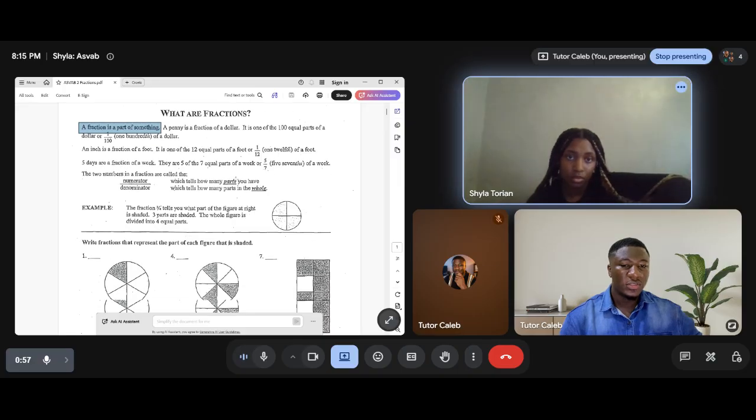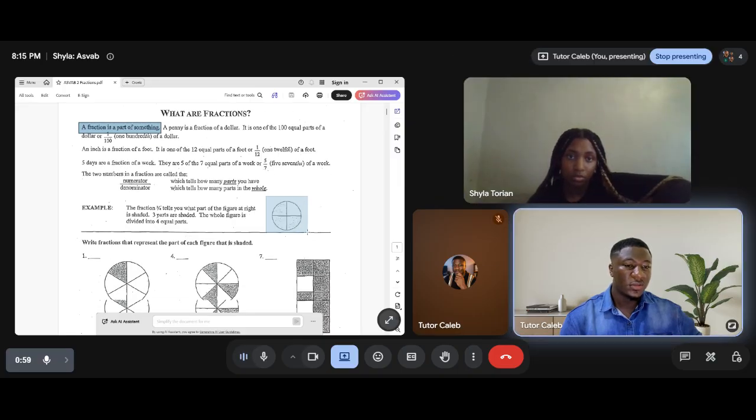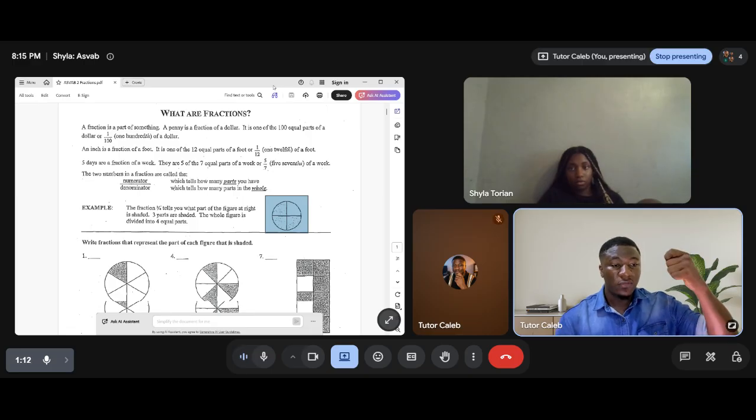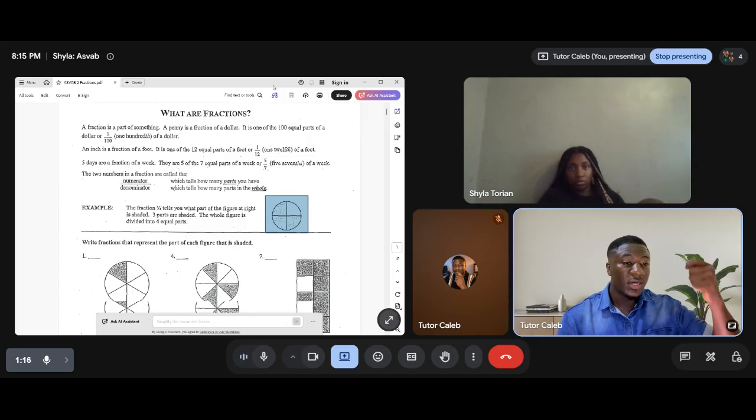For example, you can see the circle here. This circle is a whole, but has been divided into four parts. Think about the pizza. When you have a pizza, you divide it into many pieces. One slice of pizza is a part of the pizza, and you can count it as a fraction of that pizza.